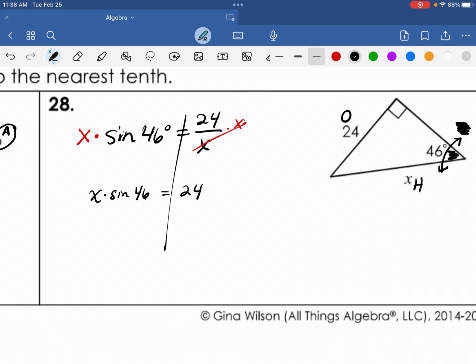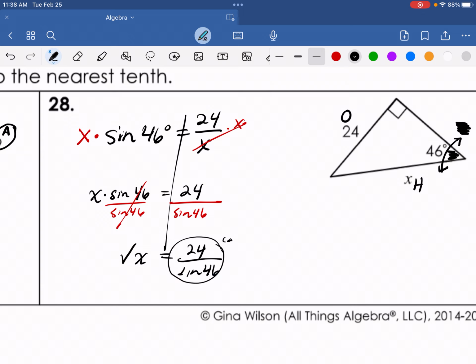Okay, last step. Now x is on the left. How do I get x by itself? Well, it's multiplying with sine, so the opposite of multiplying is to divide. So I'm going to divide by sine 46, and it cancels to 1, and divide this one by sine 46. So now what's left? X is by itself, so I'm done. And it equals 24 over sine 46.